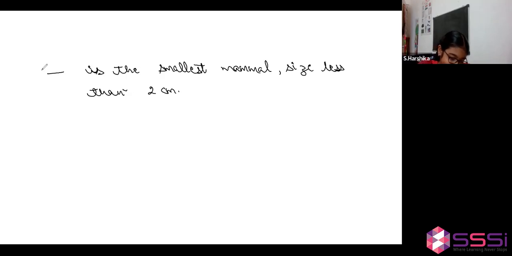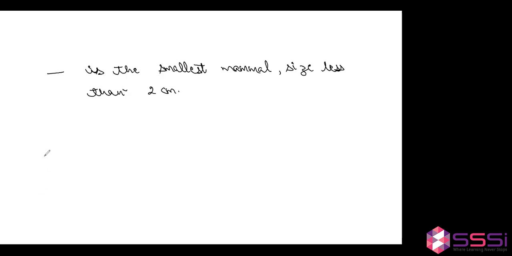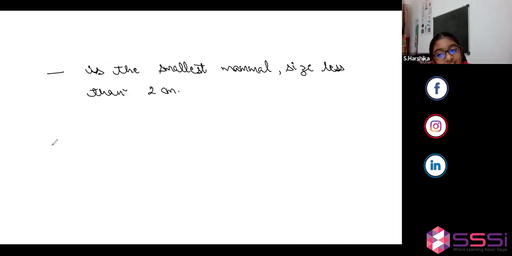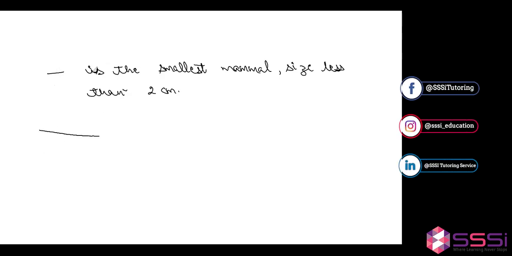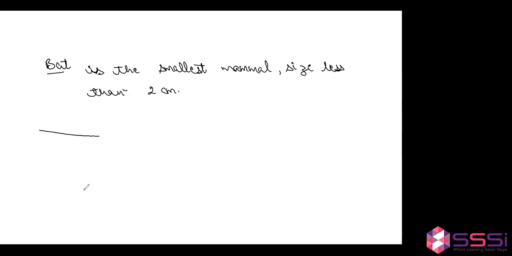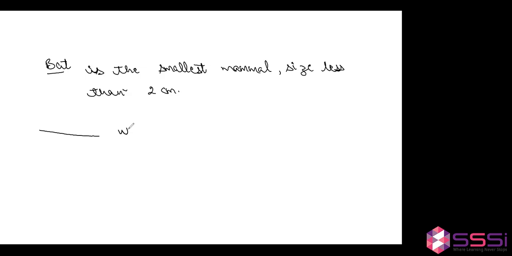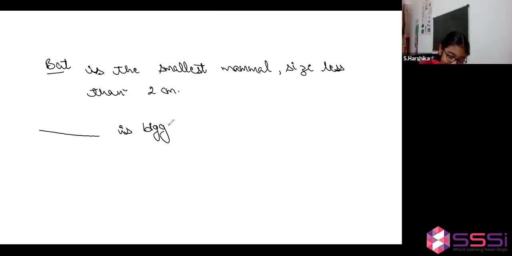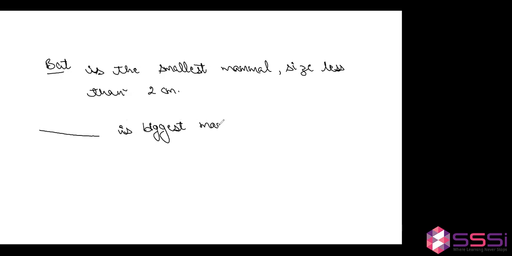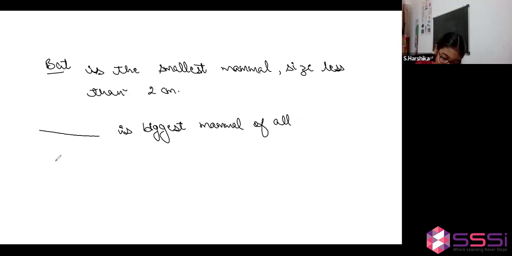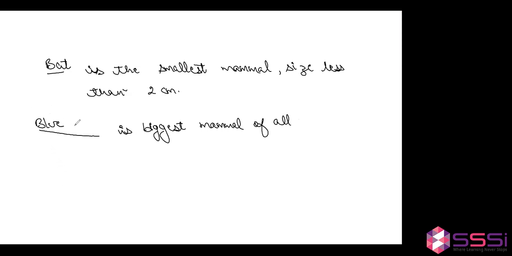No, ma'am, I don't know. It's very easy. Can you guess? The ant. No. It's less than 2 centimeters. It's bat. Oh, it is less than 2 centimeters? Yes. Oh, it's so small. And tell me, what is the biggest mammal? Elephant. It can be aquatic also. The biggest mammal of all. Whale. Blue whale.